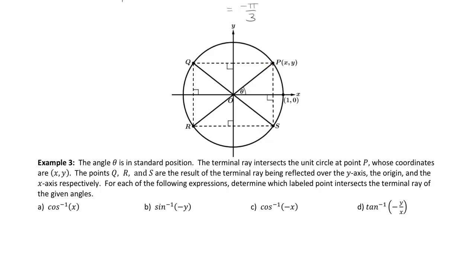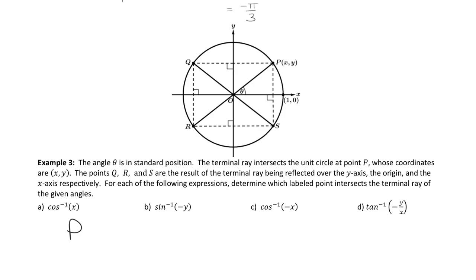For each of the following expressions, we're going to determine which labeled point intersects the terminal ray at the given angles. The first one says, find the inverse cosine of x. We want to know the inverse cosine of x. X is here. Do we see this? Well, we don't have angles here, so it's just asking me which point would give me that. P. This is point P.